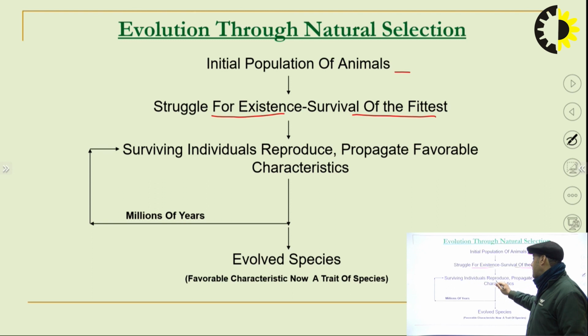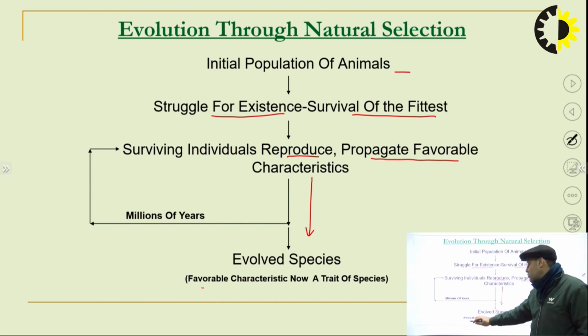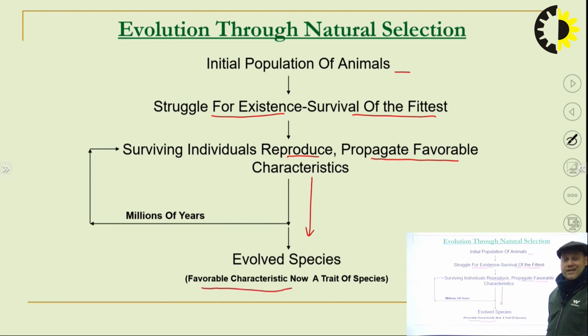Next, the surviving individuals will reproduce. Whichever animals survive will reproduce and propagate favorable characteristics. According to the environment, the species with favorable conditions will propagate, and that will result in an evolved species that has survived according to the favorable characteristics. A new trait of species will be generated.